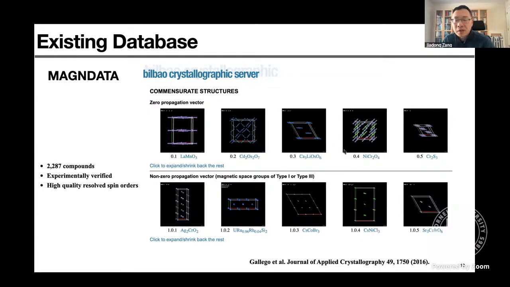is entirely incorrect. On the other hand, there is MAGNDATA, under the umbrella of the Bilbao Crystallographic Server. Okay. So this is a very important database on magnetism. It consists of more than 2,000 magnetic compounds. They are very high quality. All the magnetic information, the magnetic orders, and I believe also the transition temperatures, are provided by real experiments, and the magnetic orders were resolved by X-ray or neutron scattering. Okay. So this is a very important database, but you can easily see that it's limited by size.